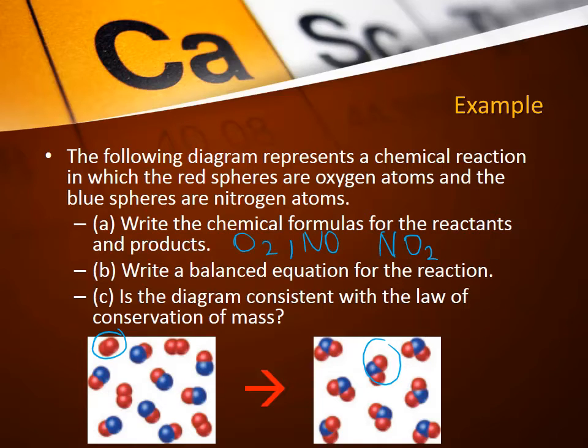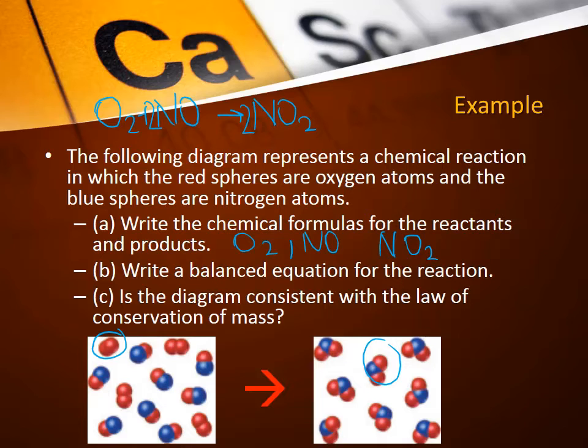Balanced equation for that reaction, I'm actually going to write that up here. O2 plus NO, producing NO2. Well, I'm going to assume we're probably going to need a 2 here, to put a 2 here, and that actually balances. So 1, 2, 2.